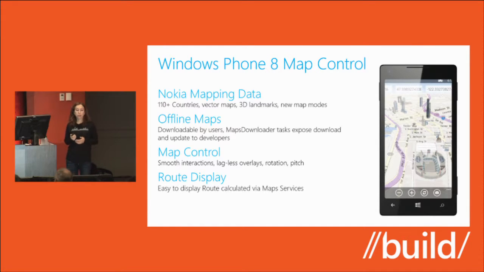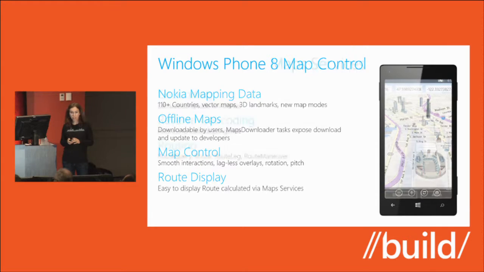Another cool feature of the map control is the ability to display routes. These routes can be calculated with the map services APIs, also provided by Nokia. And drawing the route doesn't require you to do the line-by-line drawing. What you have to do is invoke an API to calculate the route, and then invoke an API to display the route on the control.